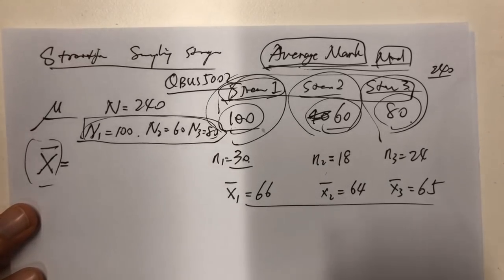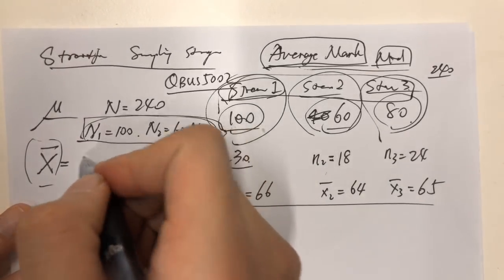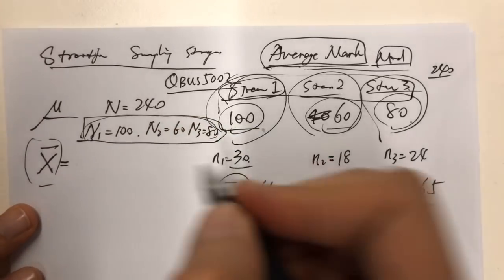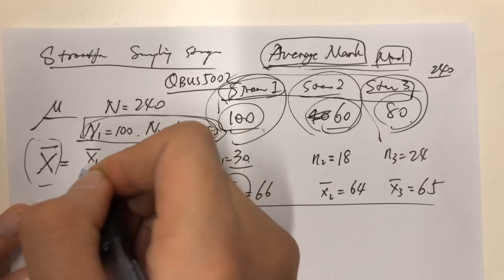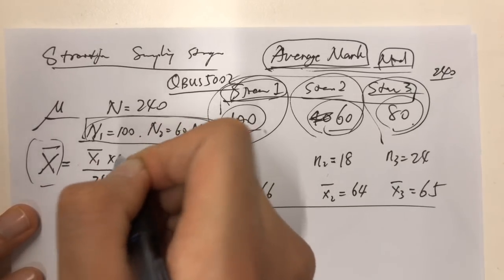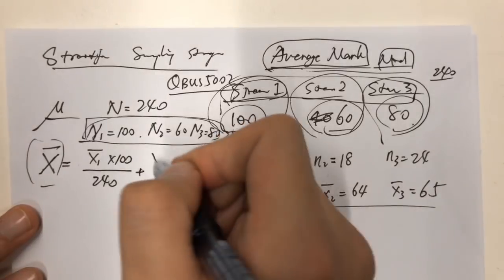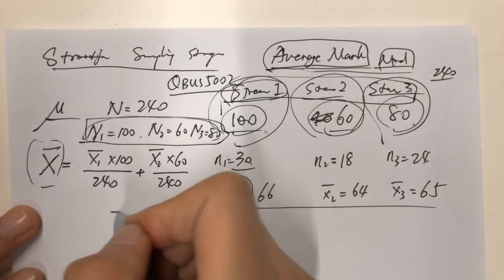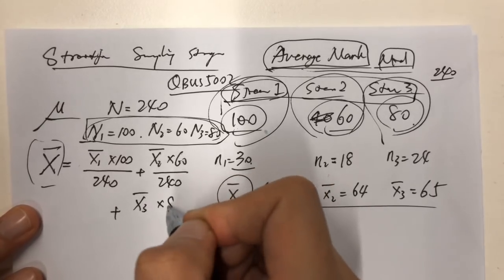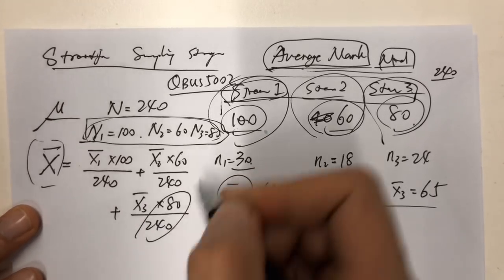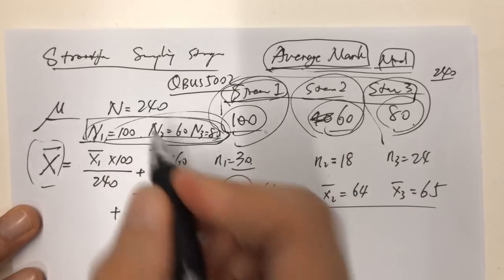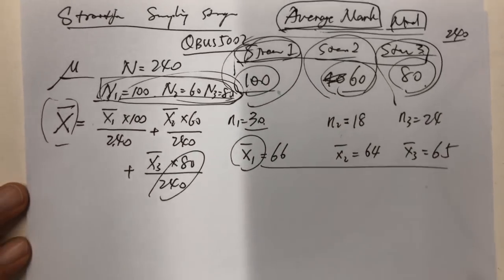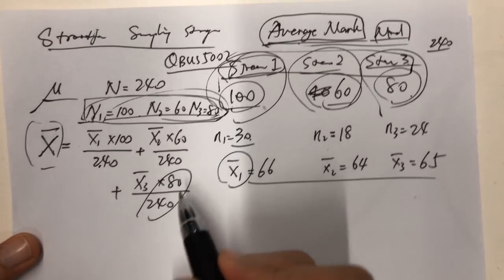So what do we mean by that? The weighted average is that we use X1 bar times 100 divided by 240, plus X2 bar times 60 divided by 240, plus X3 bar times 80 divided by 240. Those proportions are just based on the weight of the population sizes. Actually, it makes sense, right?